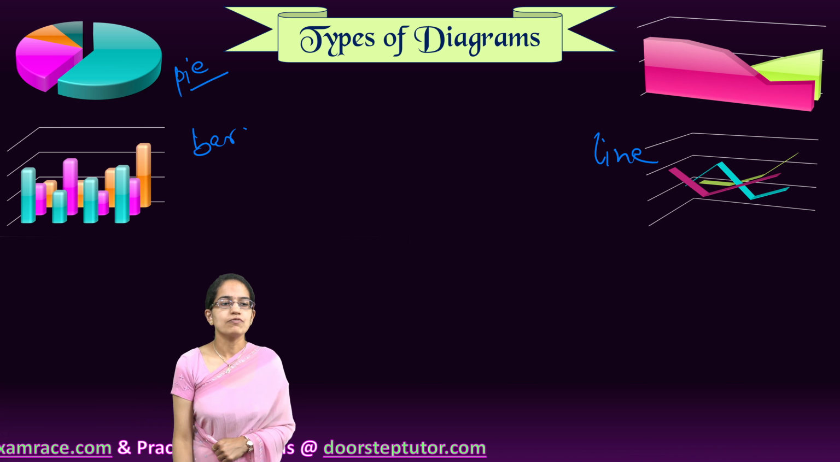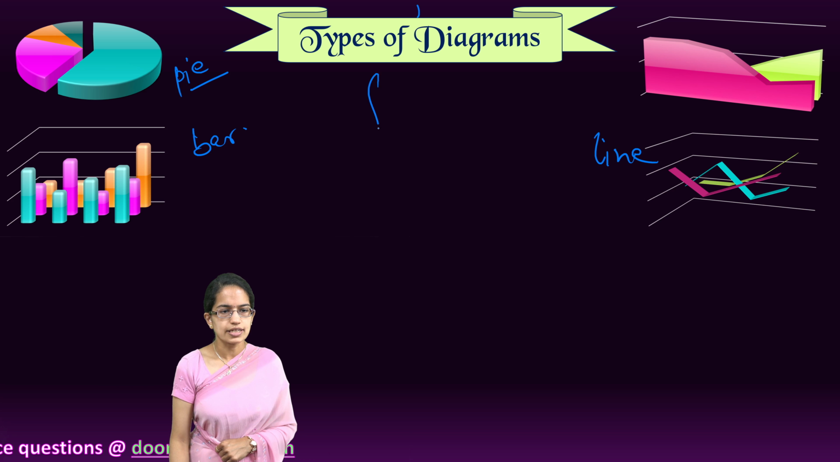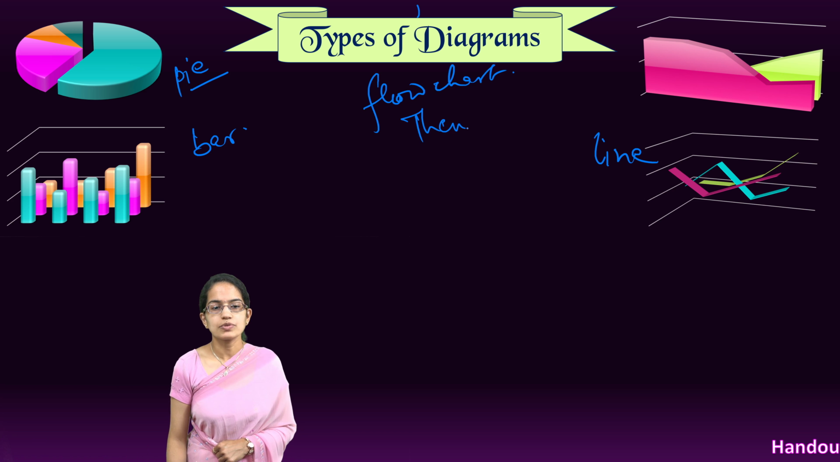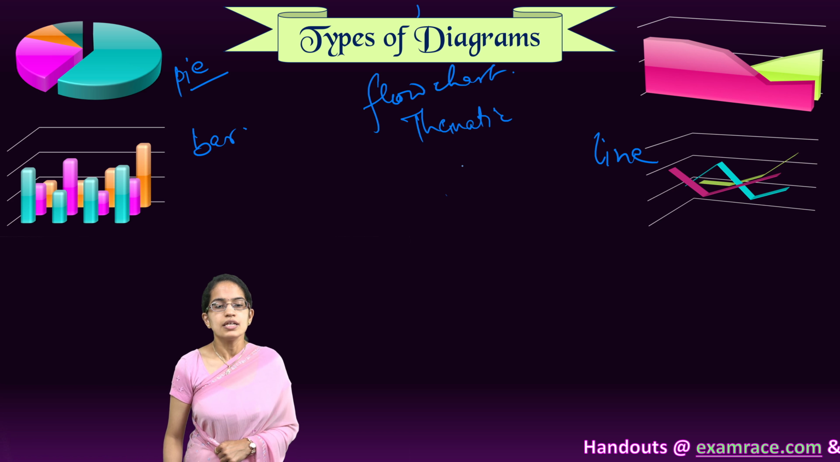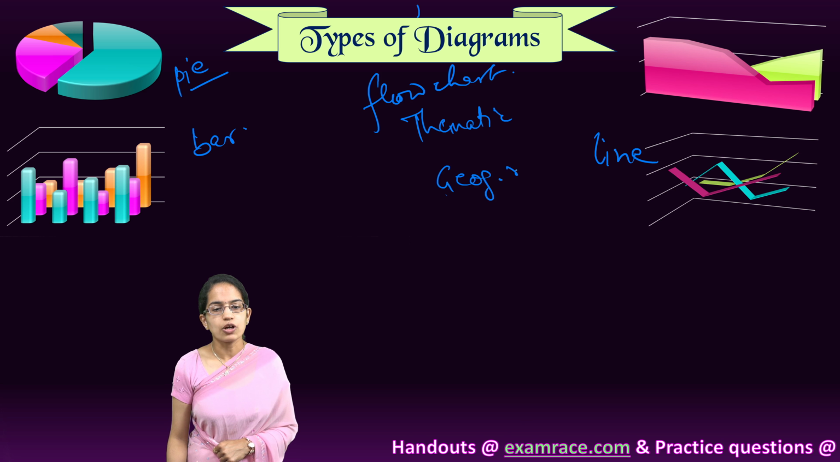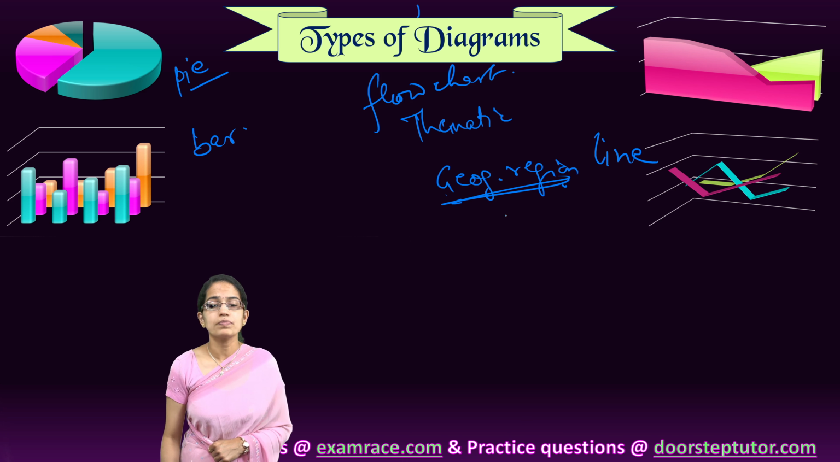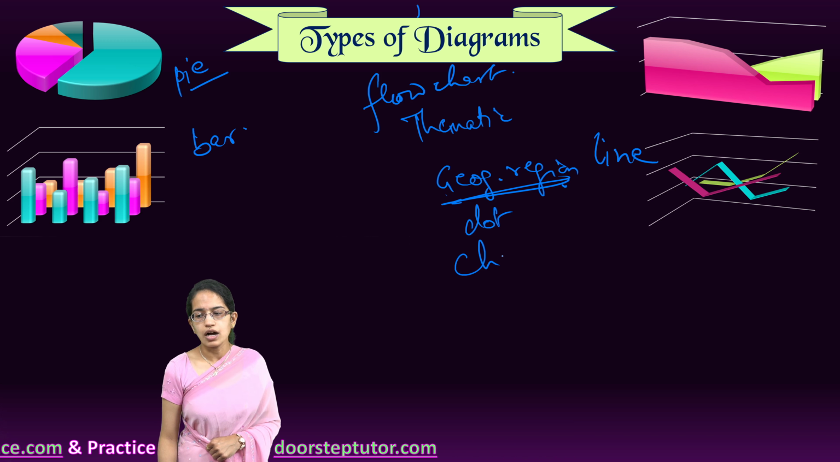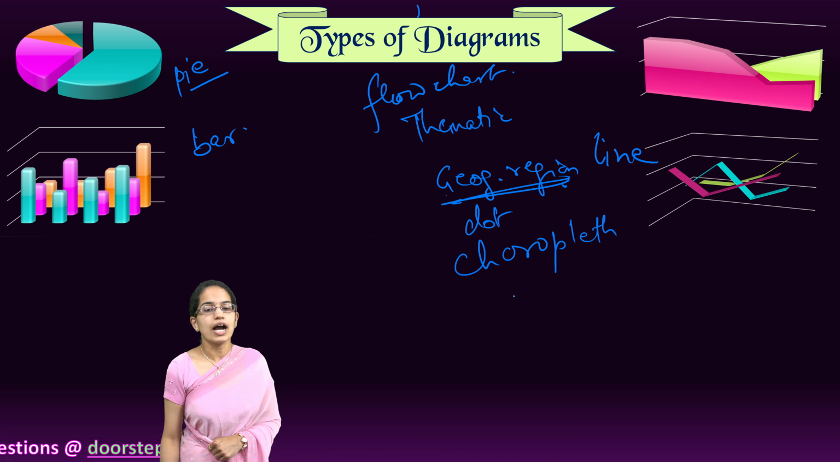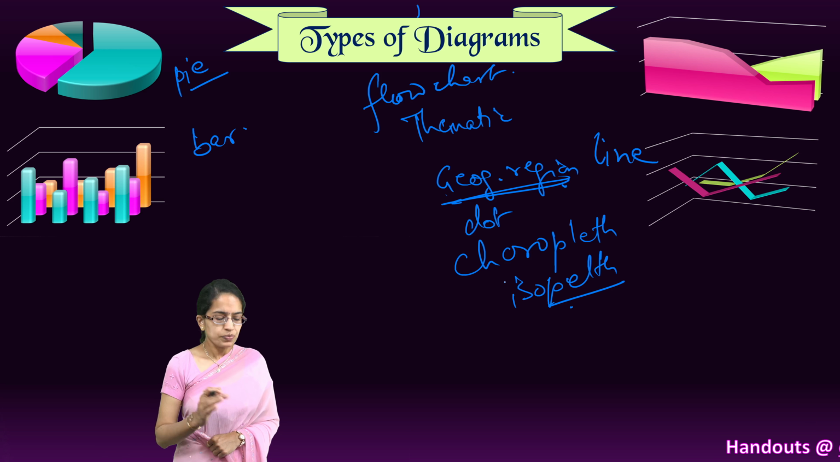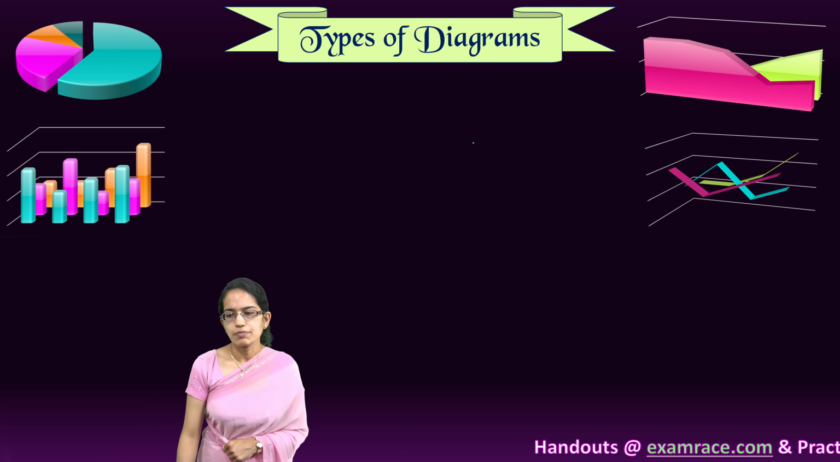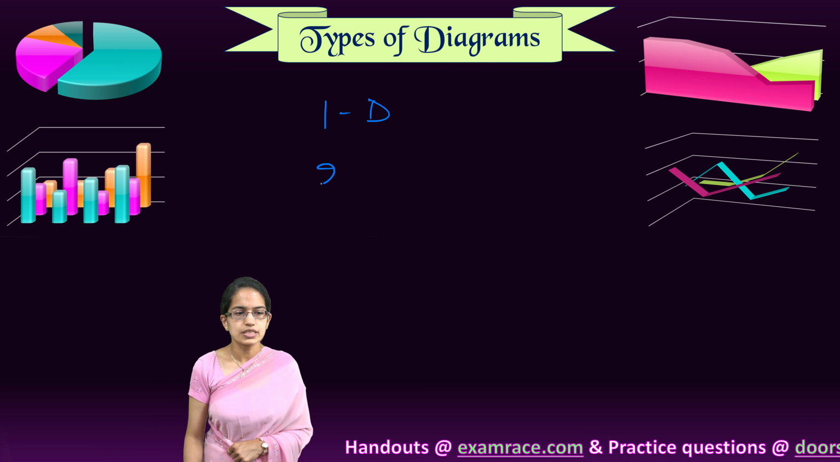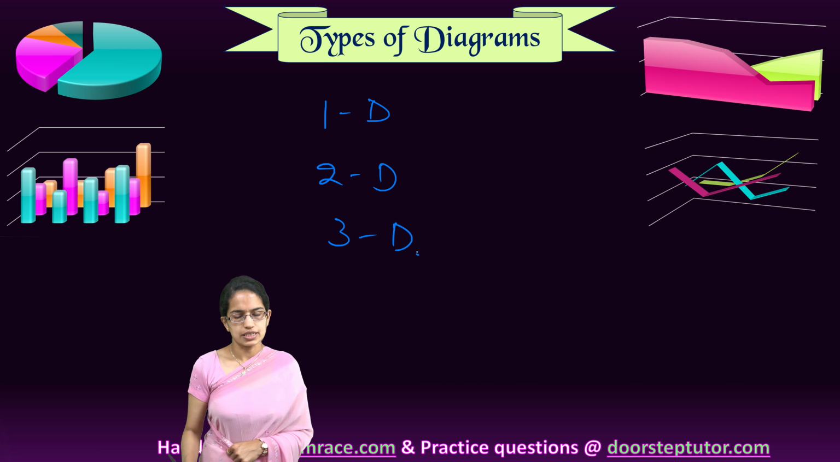Then besides that, we also have sometimes flowcharts. We explain diagrams through thematic maps. When we talk about thematic maps, these are maps of any geographical region, and on that region you try to explain the development. It could be through a dot representation, a choropleth representation, or an isopleth representation. We'll talk about all those in detail in a separate section, but for now, under types of diagrams we can say there are one-dimensional, two-dimensional or three-dimensional diagrams.